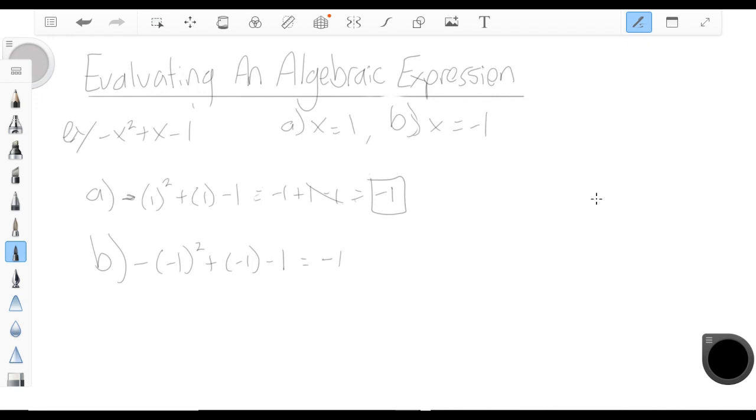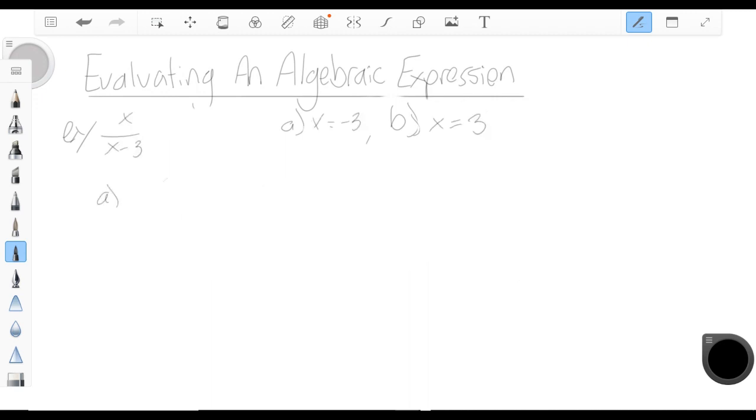And then when you have minus 1 plus a negative 1, a positive times a negative gives us a negative. So we have negative 1 minus 1 minus another 1. So negative 1 minus 1 gives us negative 2. And then negative 2 minus 1 gives us a negative 3. So again, based on what value we put in for x, we have different values that the expression is going to come to whenever we evaluate it.